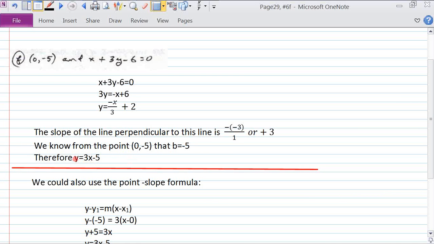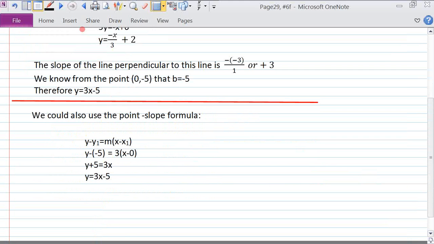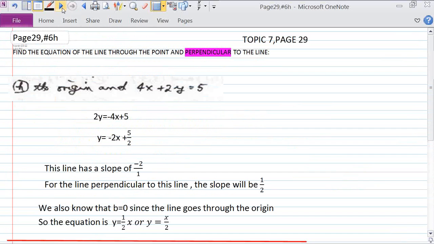So in the first problem, we've used the slope-intercept form. Here we've used the point-slope form. It doesn't matter which one we use, because here's the point, but at the same time, when x is 0, we know that this is the b value because this is where it crosses the y-axis at minus 5. So we get the same answer.